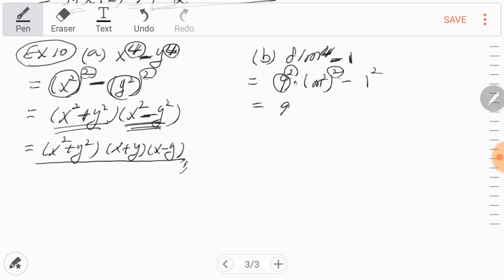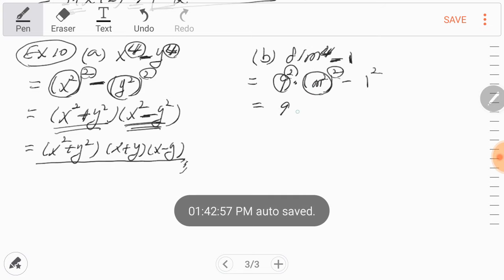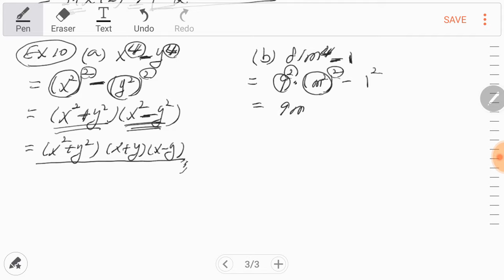9 and m squared, we can put together as one base: 9m squared minus 1 squared. Once you distribute this power to each of 9 and m squared, 9 squared is 81, and m squared raised to the second power is m to the fourth power. So this is correct. And 1 can be any power, so 1 squared. So this expression is a difference of two squares.